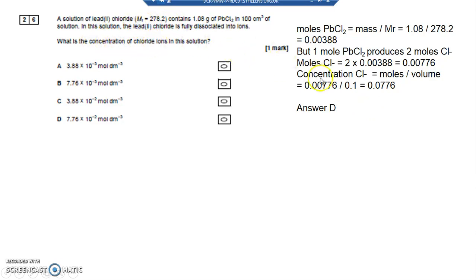What is the concentration? Well, the concentration is moles divided by volume. I do actually need the volume now. So concentration is moles divided by volume, 0.00776. And I need centimetre cubed in decimetre cubed. If it's going from a small unit value to a larger unit value, like centimetre cubed up to decimetre cubed, you divide by 1,000. 100 divided by 1,000 is 0.1. So my concentration is moles divided by 0.1, 0.0776. So my answer is D, 7.76 times 10 to the minus 2.